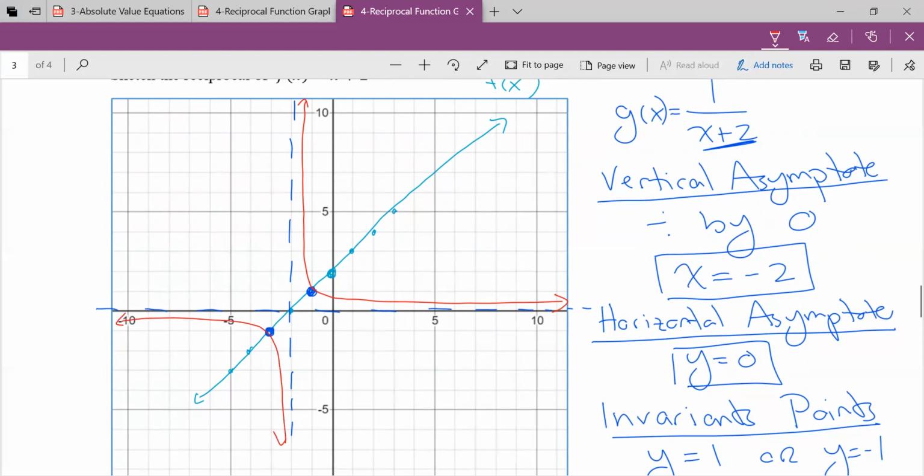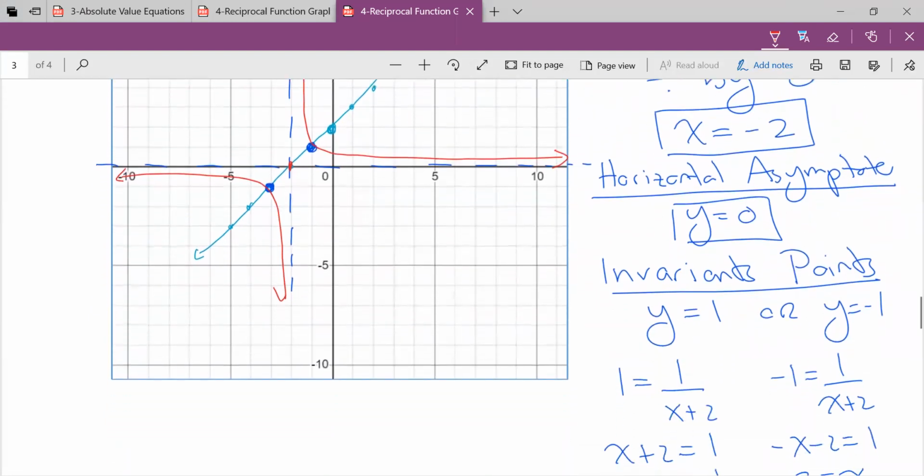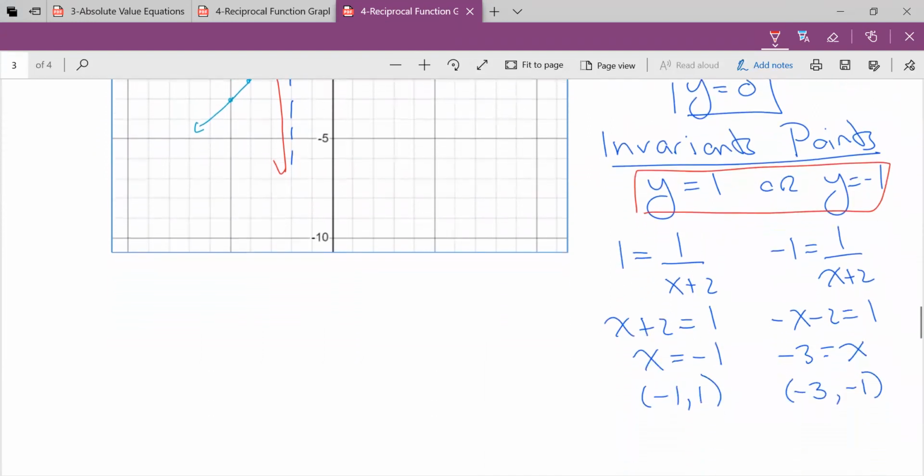Okay, so again, what did we do? Found the vertical asymptote. Again, there's 2 ways to do that. I can look at what is my non-permissible value, or I can look at the original x-intercept of the linear graph. Horizontal asymptote's always going to be at 0 in 30-1. My invariant points are when y is equal to 1 or -1. So I can algebraically find those by subbing that into the graph.